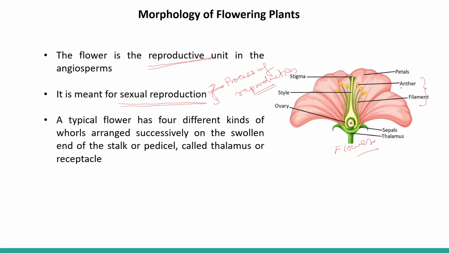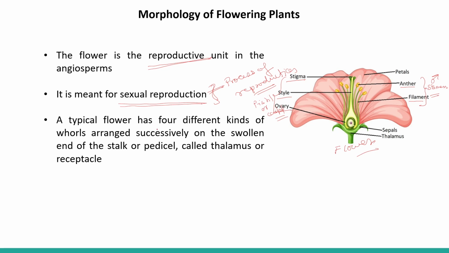So here anther and filament are unitedly called the stamen, that is the male reproductive organ. Now we have three different organs in the female reproductive part, that is stigma, style and ovary. So they are called the pistil or carpel.